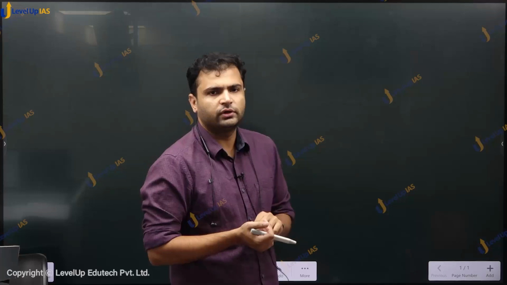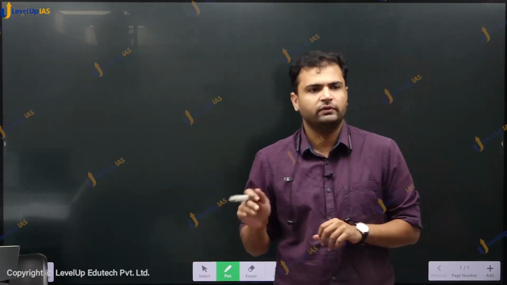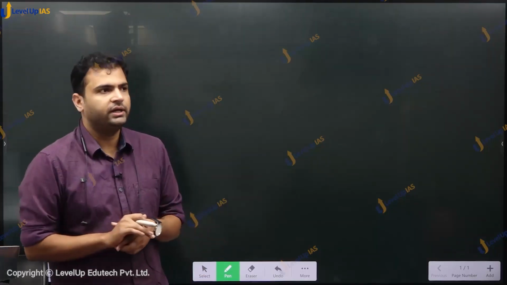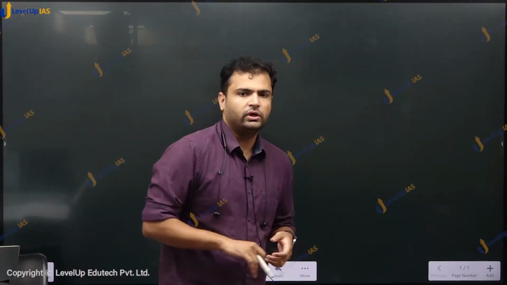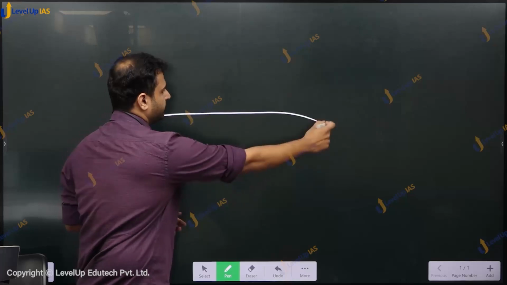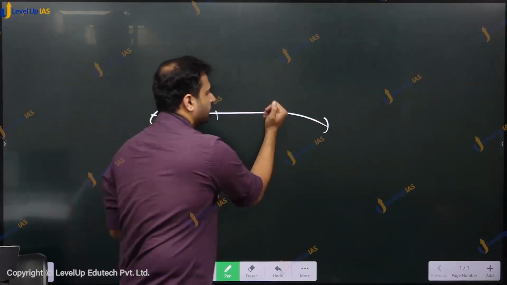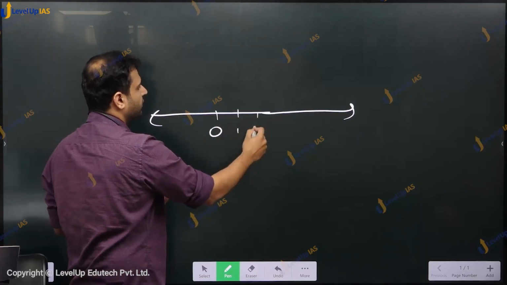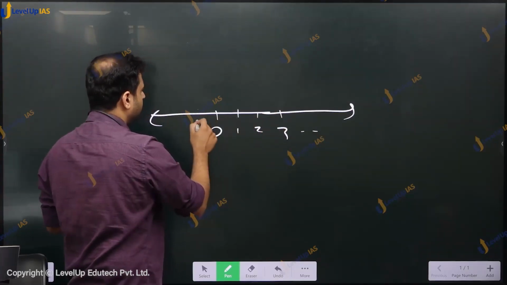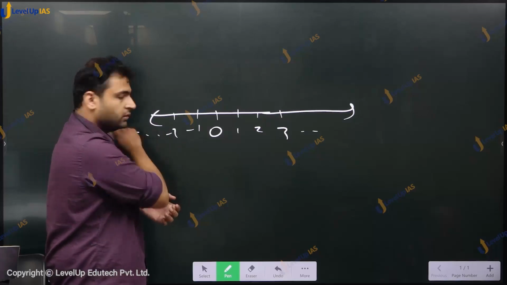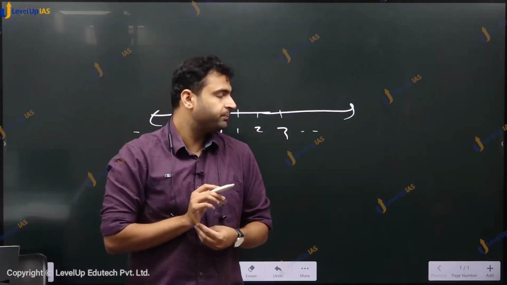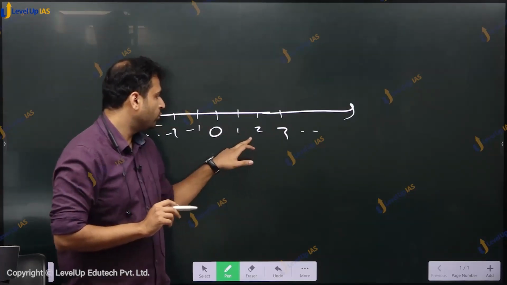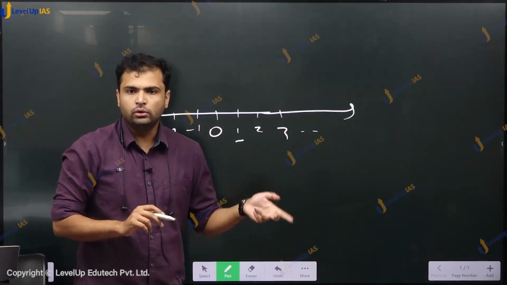What is important is for us to revise what are the basic properties of addition. Questions would be based on that only. Whenever we are adding two numbers on a number line, we have a number line. Here there is 0, here there is 1, 2, 3 and so on. Here we have -1, -2 and so on on both sides. So when we are adding, let us say we are starting from 1. So we are adding 2 to 1.